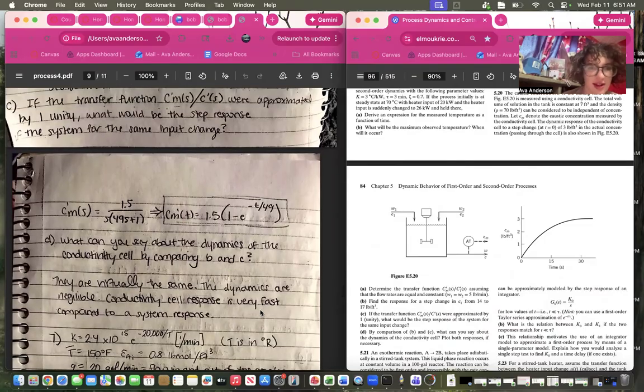It's what can you say about the dynamics of the conductivity cell by comparing B and C? I get that they are virtually the same, so I don't really know what that means, though, when the dynamics are negligible.